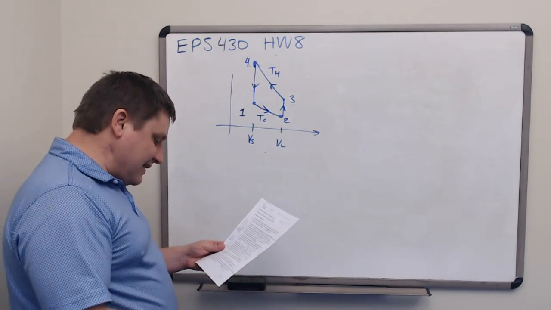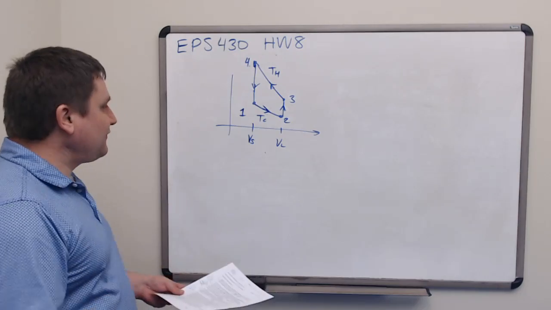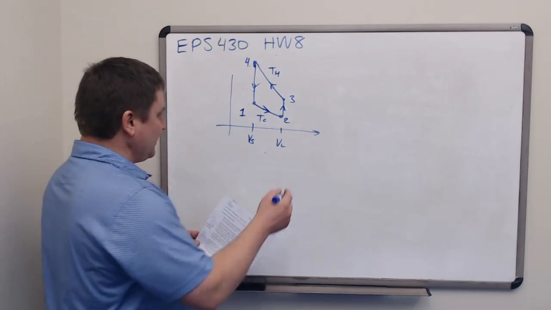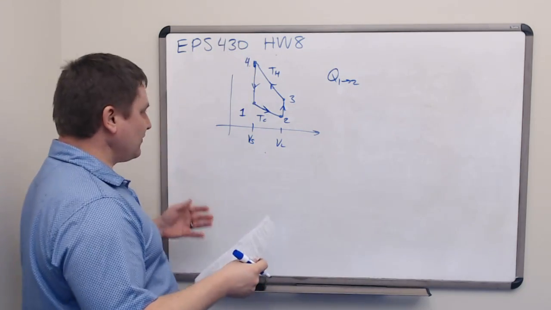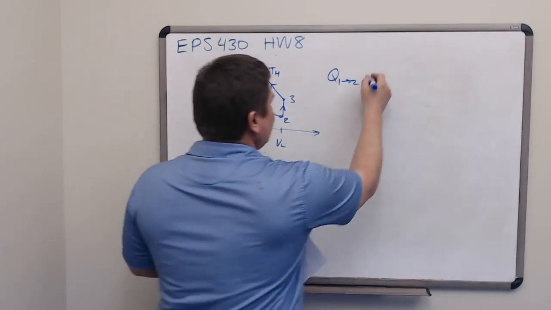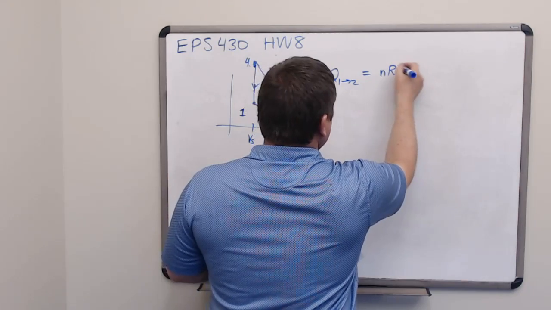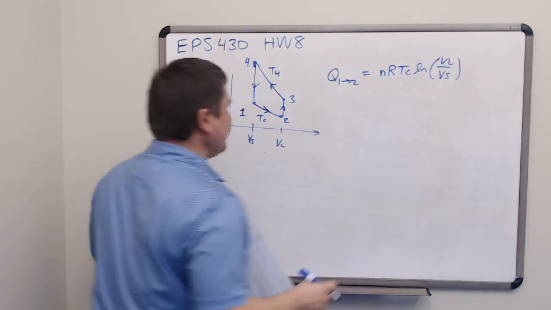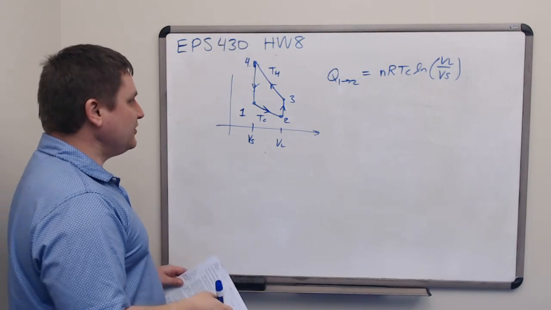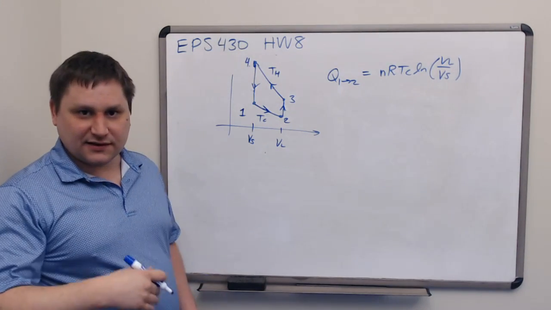And then once again, as I suggested, first find out the heat expressions for each one. Right, so like, what's Q1 to 2? Well, it's isothermal, it's at a temperature of Tc, so it's going to be nRTc log of VL over Vs. Right, that's a positive value for the Q, so it's a heat absorption.